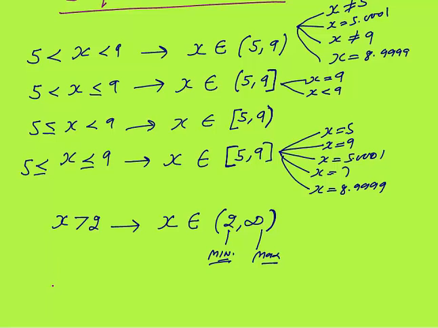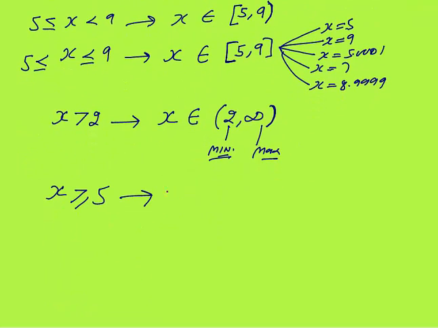Same way, if I want to say that x is greater than or equal to 5, how will we represent this? x belongs to 5 to infinity, and 5 is included. X is greater than or equal to 5. It could be 5, 6, 7, 8, 9, 10, 100, 1000, crore. X can be anything greater than or equal to 5.